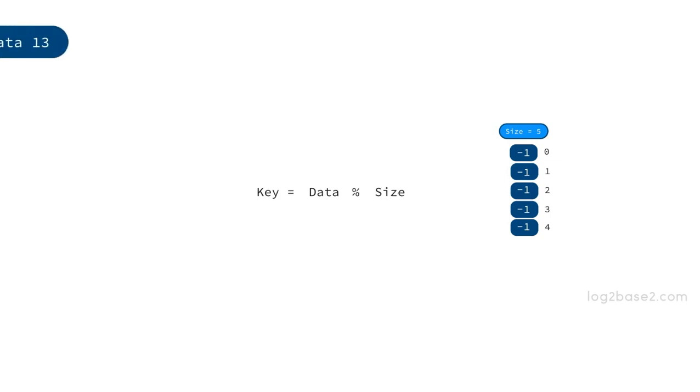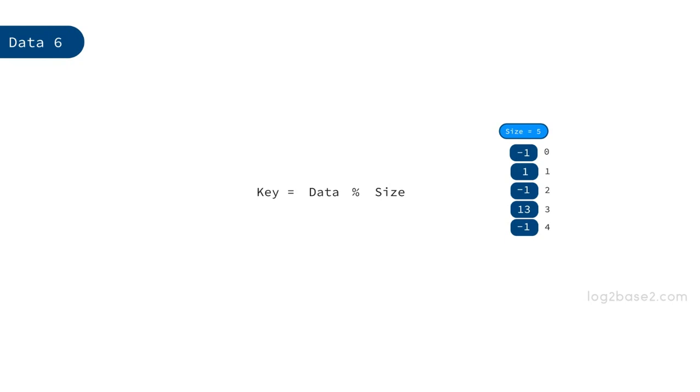First, let us insert data 13. Applying it in this equation, we get 13 mod 5 equal to 3. We have to insert 13 at index 3, and index 3 is holding value -1, which means it is free, so we insert it there. Now let us insert data 1. We get 1 mod 5, which is equal to 1. We have to insert 1 at index 1, and index 1 is holding value -1, which means it is available for insertion, so we insert it there.